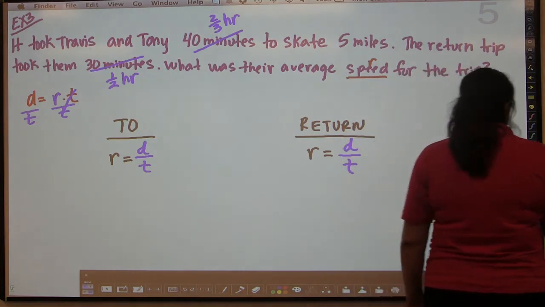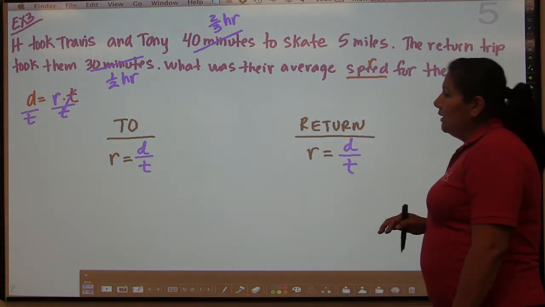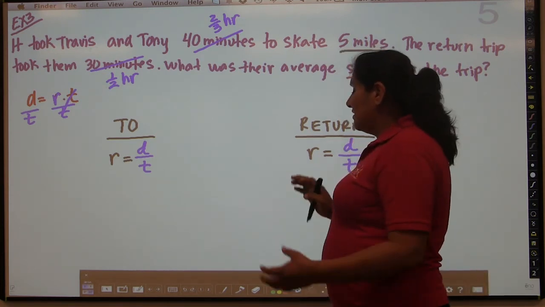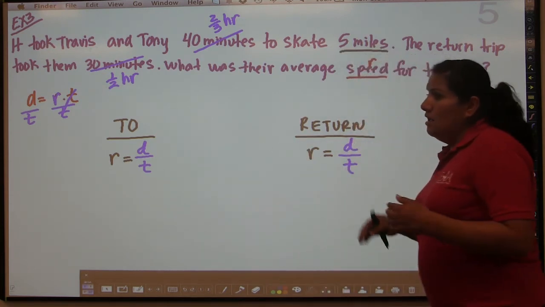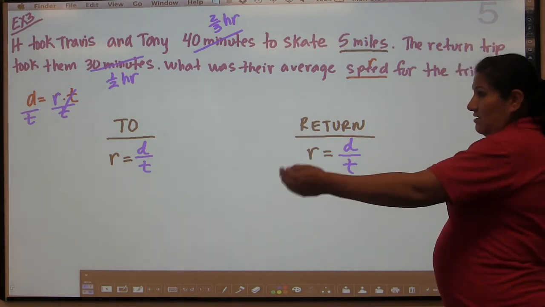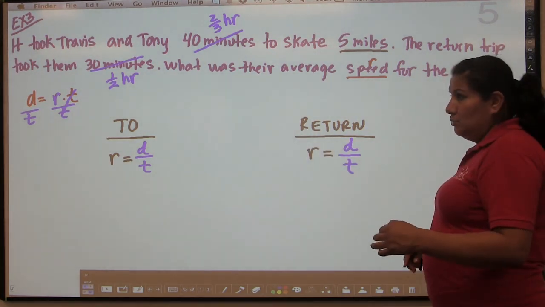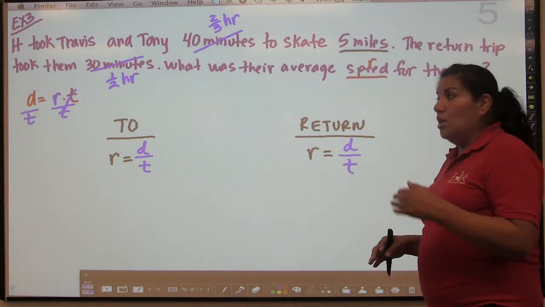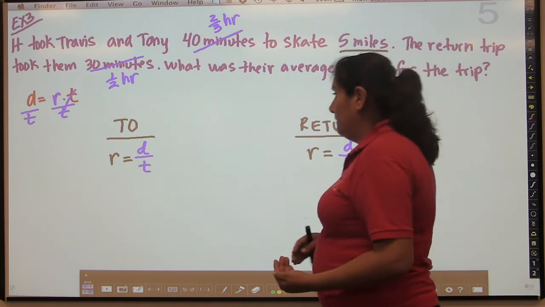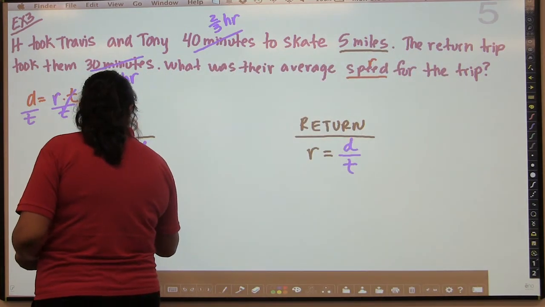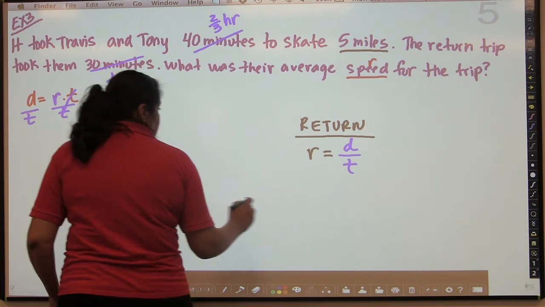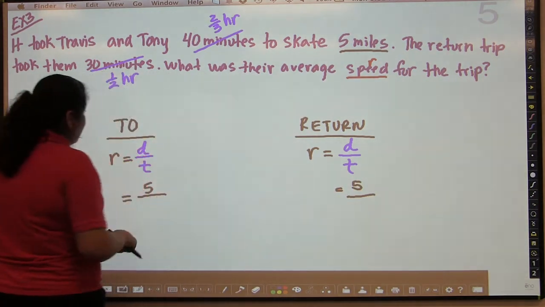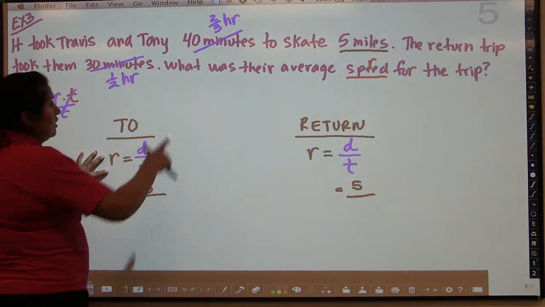All right, so now we can plug in what we know from the problem. We know that the distance is 5 miles, and that's going to be the case for both trips because the distance to get there and to get back should be the same, unless we're allowing for teleportation, which we're not. The place is not going to move, so your distance to and from should be the same. So in both cases, we're going to get 5 miles, but our time is different. In the case of the way there, we only took 2/3 of an hour.